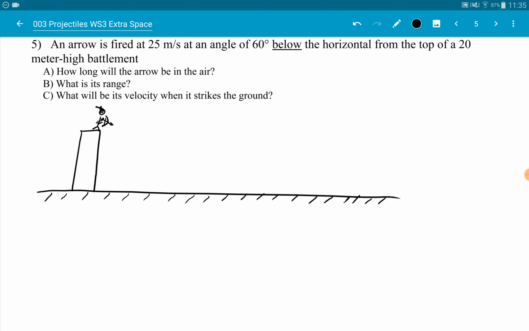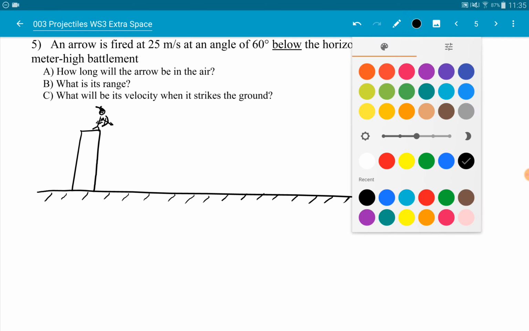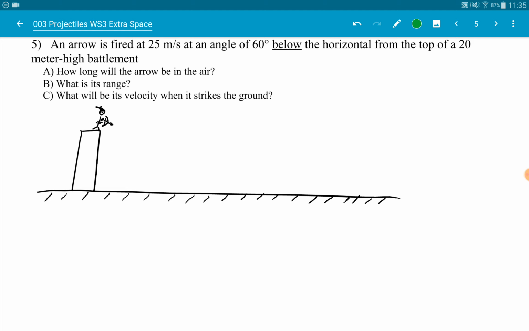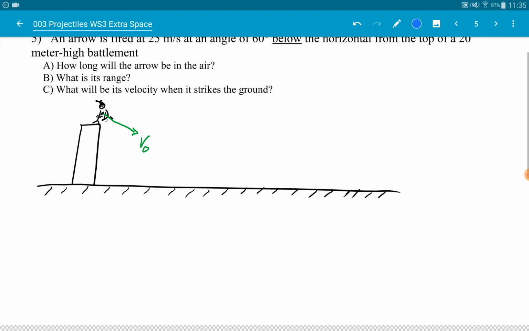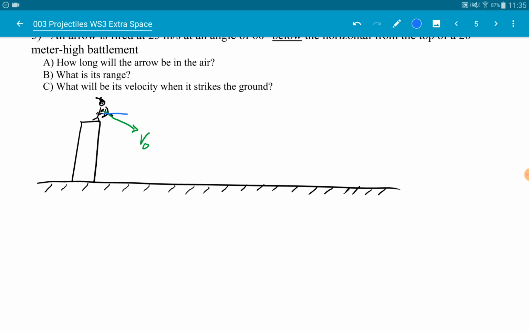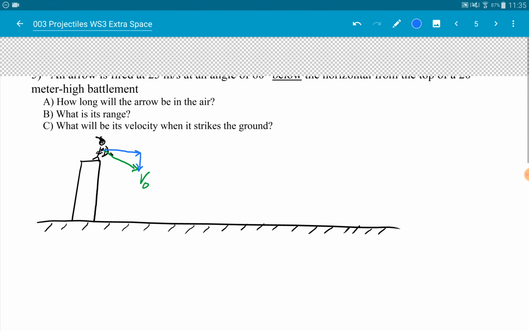Looks like he's got like a big bunny ear head on or something like that. Anyways, he's firing that arrow about that direction there. That's his original velocity. I'm going to put in the component vectors, my horizontal velocity, my vertical velocity there. And I do know V naught, don't I?